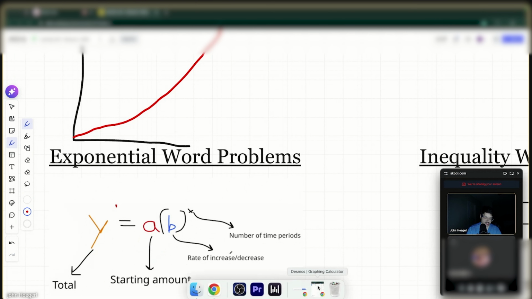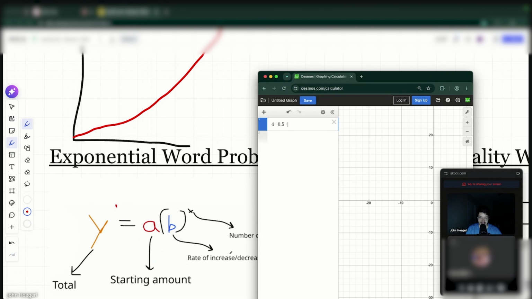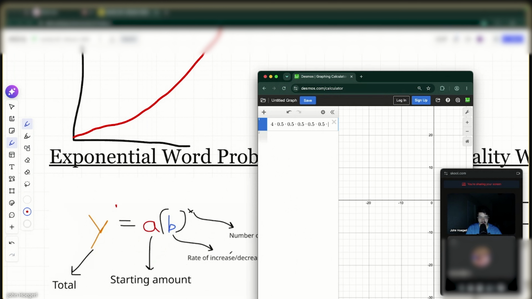It could also be exponential decay, of course. So we could just say here 4 times 0.5. So yeah, getting much smaller, much smaller, much smaller.